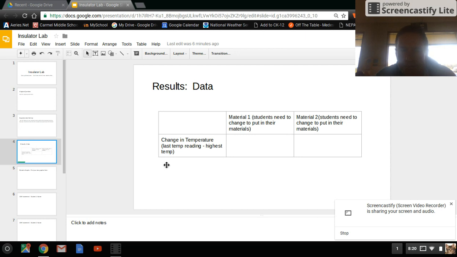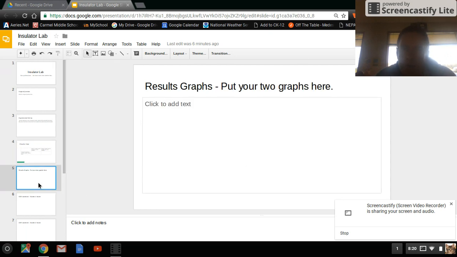On this one, this is where you collect. This is where you're going to put in how much change over time. How much did these change? Okay. And this actually tells us what is the best insulator of the 2 materials you tried. Okay. And then this is where I want you guys to copy and paste your 2 graphs.